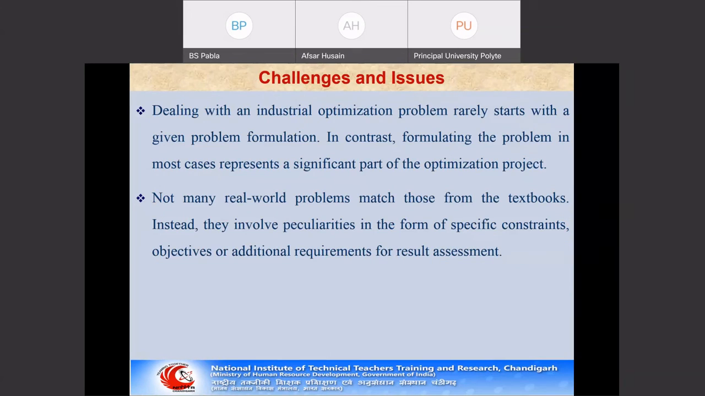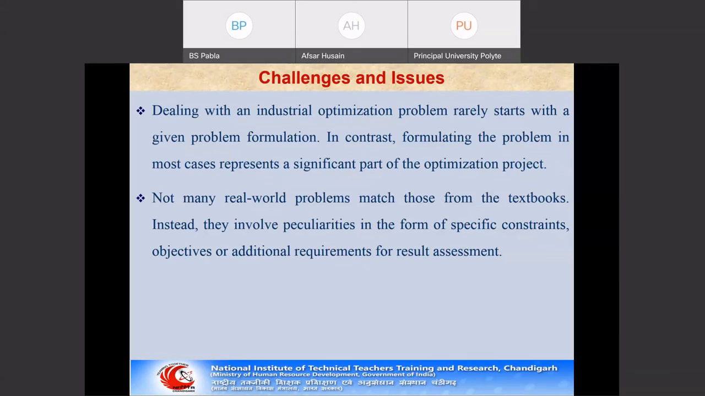Dealing with an industrial optimization problem rarely starts with a given problem formulation. In contrast, formulating the problem in most cases represents a significant part of the optimization project. That means the project is their optimization. Ideally, what should happen? The problem should be formulated first, then start optimization. But what people do is take the formulation of the problem itself as a part of the optimization project.